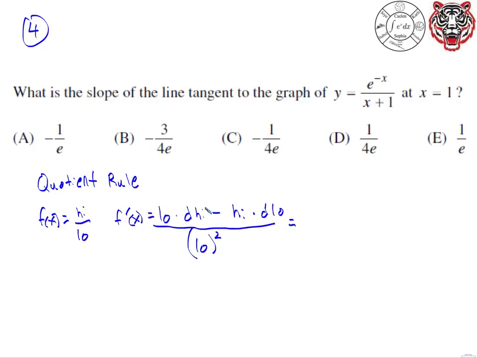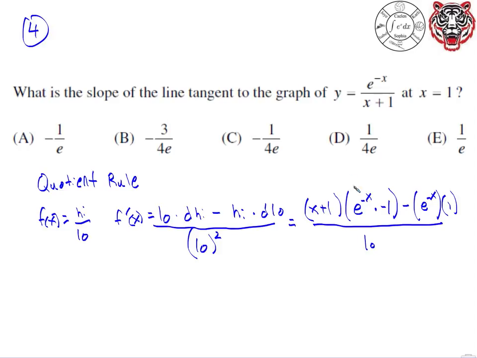Okay, so filling into our equation, our low is x plus 1. Our d high is going to be e to the negative x times negative 1. Don't forget about that. And then I'm going to subtract high, which is e to the negative x, times d low, which is 1. All of this is going to be divided by low low. This is going to be x plus 1 quantity squared. Interesting that they don't have x plus 1 quantity squared in here for the denominator. We'll see what's happening here.